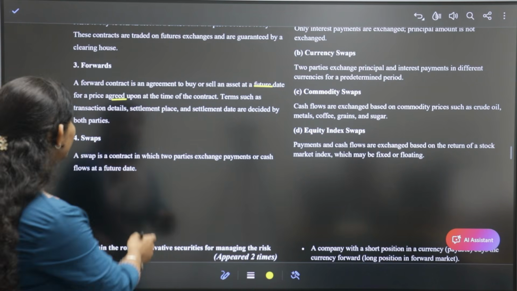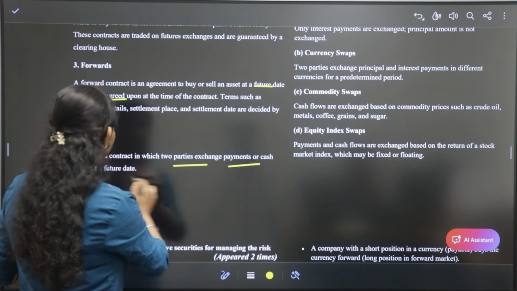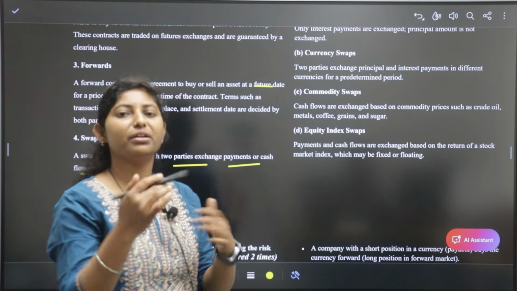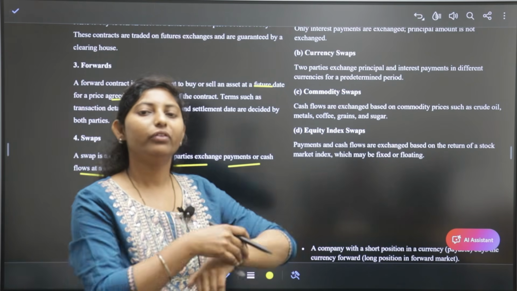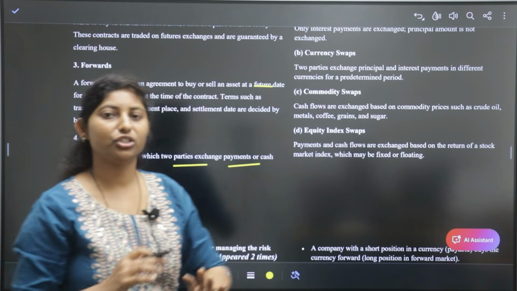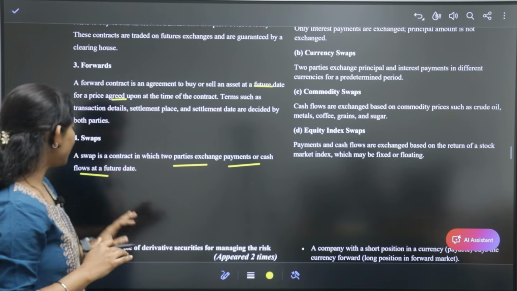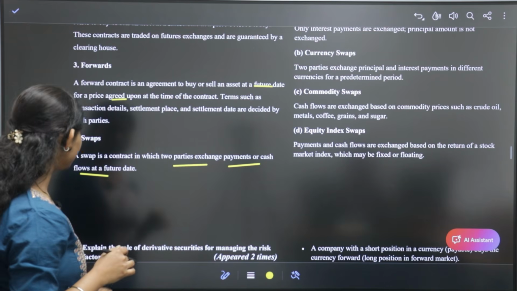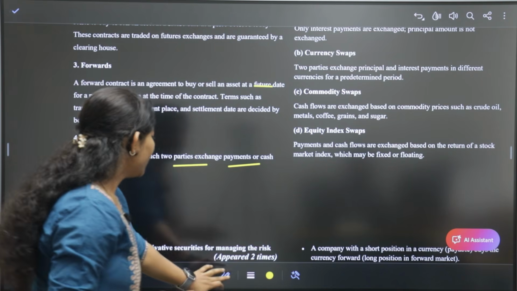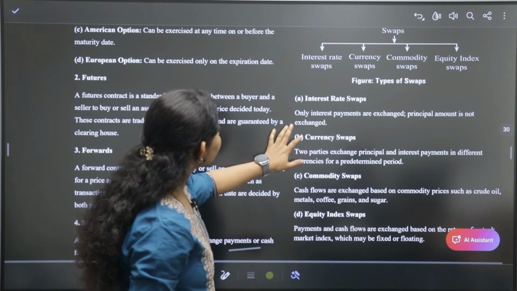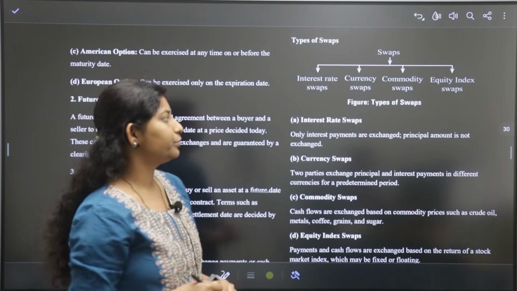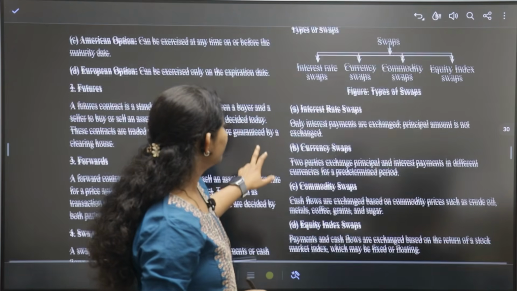Swaps is nothing but a contract in which two parties exchange payments or cash flow at a future date. We exchange payments now only. What we are doing are promises for the future, any exchange of products, but payments we are doing now only. So that is the contract between two parties by mutual understanding. And next we have different types of swaps: interest rate swaps, currency swaps, commodity and equity.